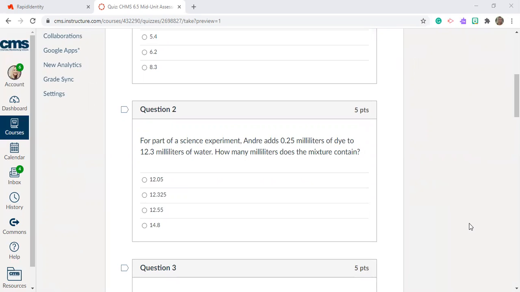Question number 2. For part of a science experiment, Andre adds 2,500 milliliters of dye to 12 and 3/10 milliliters of water. How many milliliters does the mixture contain? 12 and 500ths, 12 and 325 thousandths, 12 and 55 hundredths, or 14 and 8/10ths? Pause and do the work.